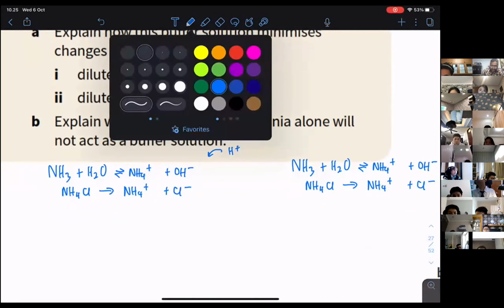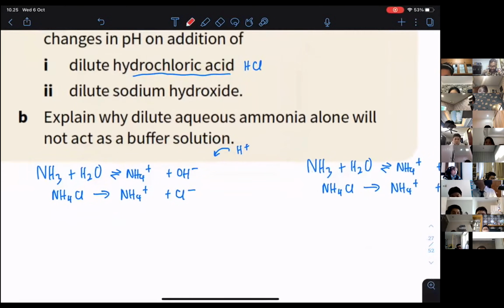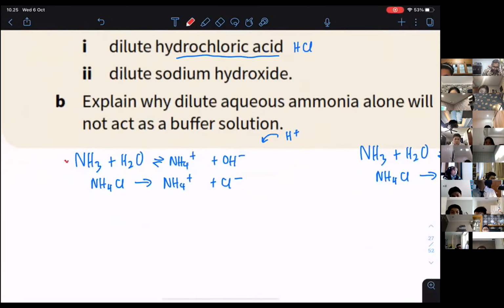So I told you, look at the equation that has the reversible sign. Focus on this equation. When I add the H plus, you check whether there is H plus or not. There's no H plus. So next is to check what H plus will react with. H plus can react with this, it can also react with this, but it will react with the OH minus.